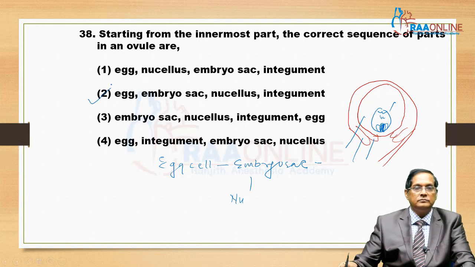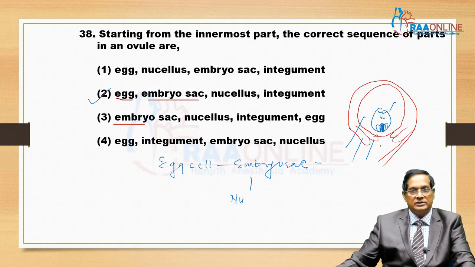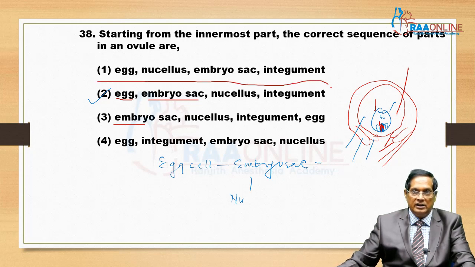is option 2: egg cell, embryo sac, nucellus, integument. This is the egg cell, this is the embryo sac, this structure is the nucellus, and these coverings are the integuments. Integuments are the outermost layer. So the answer is 2.